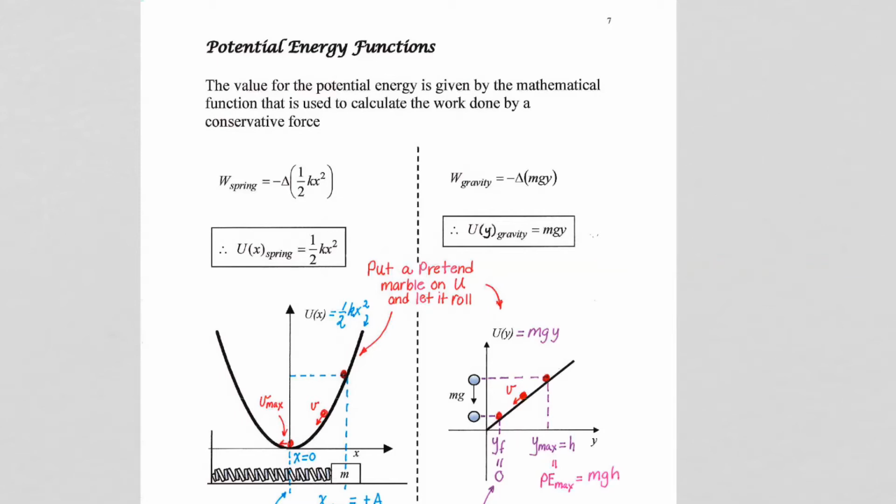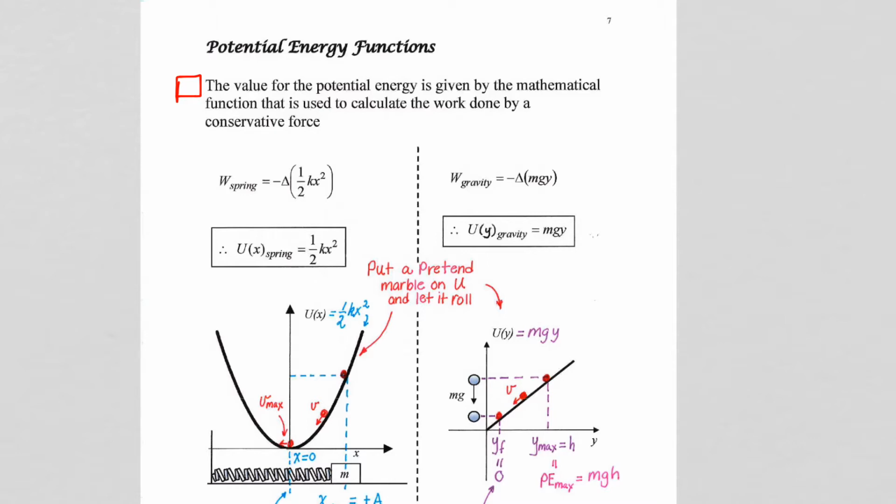We're now going to look at the potential energy functions graphically, and we have a short but very important page of notes. So we start by just reminding ourselves of how potential energy and work are connected. The value, meaning the joule value, of the potential energy is given by the mathematical function that is used to calculate the work done by a conservative force.